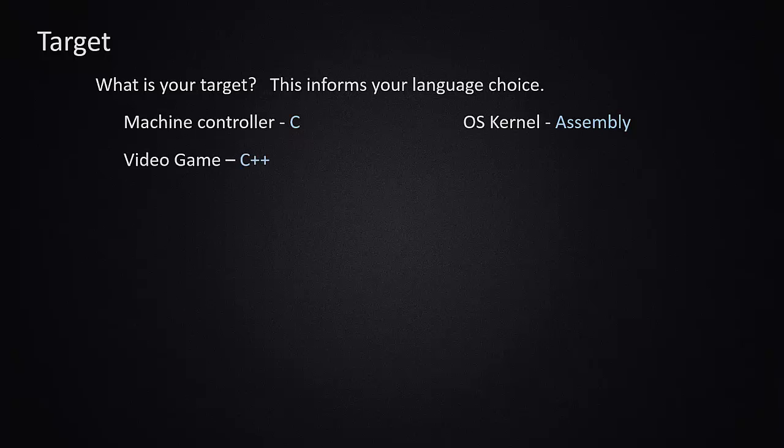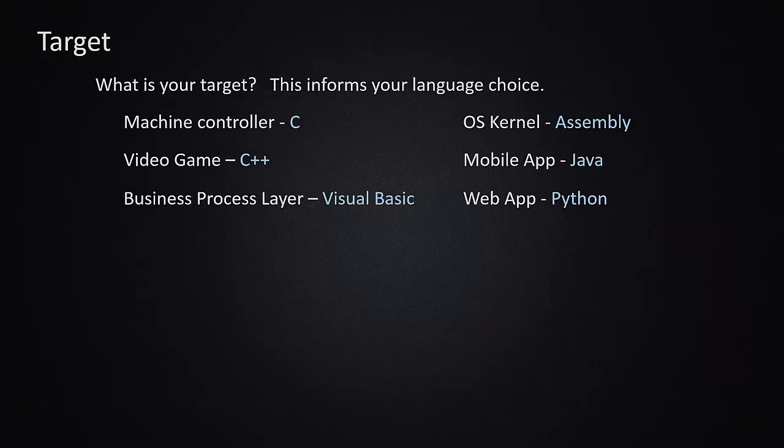Video game you might write in C++, mobile apps Java, business layers in Visual Basic. A lot of times you say the word Visual Basic and programmers cringe, but if you're in a business world and doing a lot of business processing, Visual Basic is widely used. Web apps might be, say, in Python. Web apps could be in a huge wide variety of things.